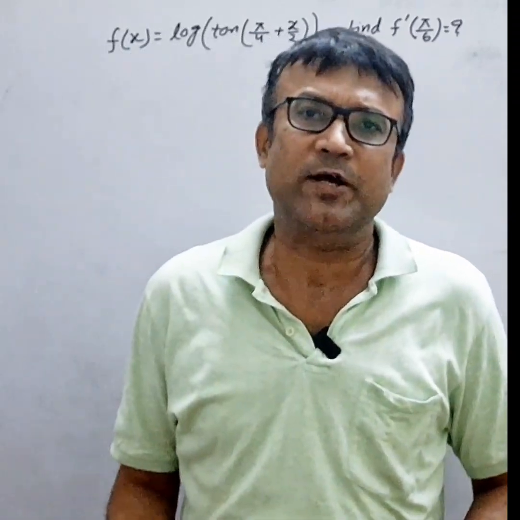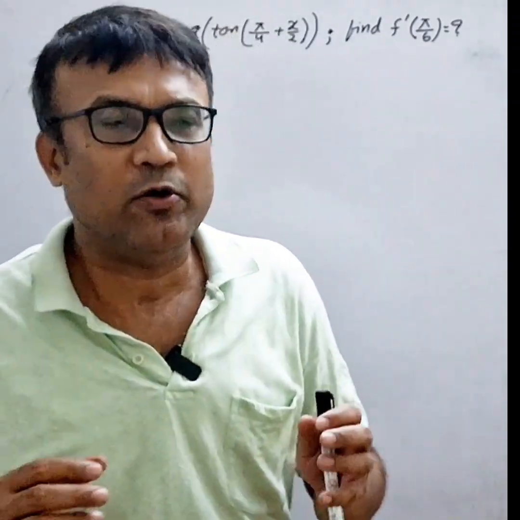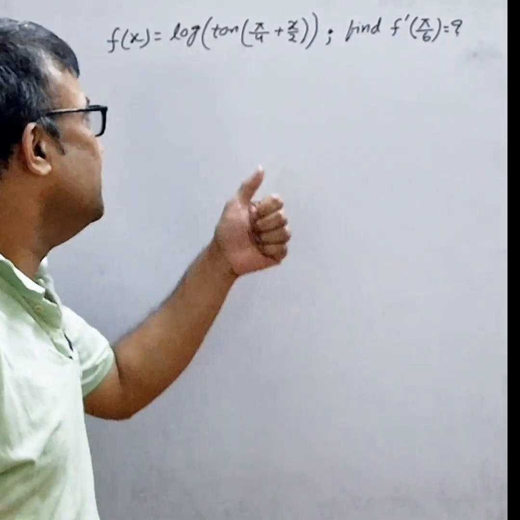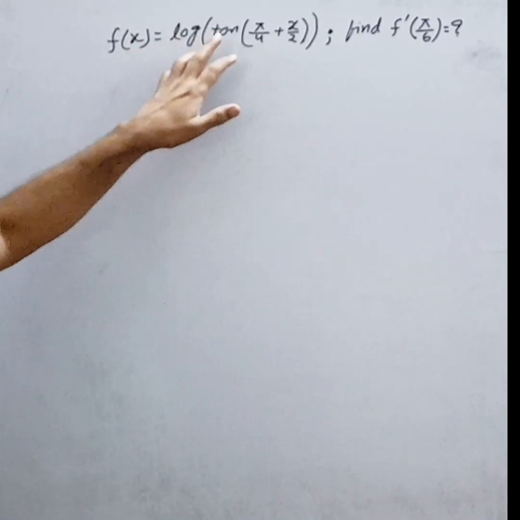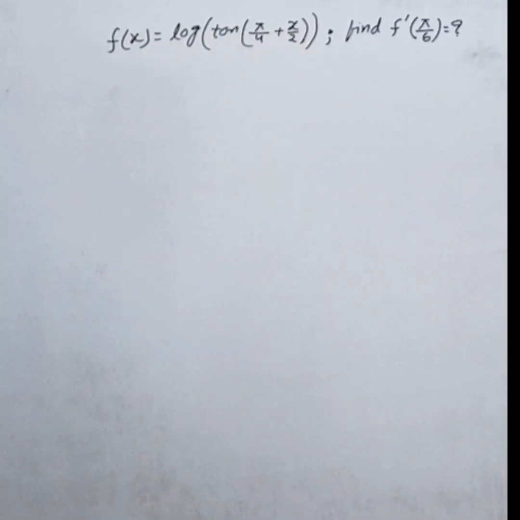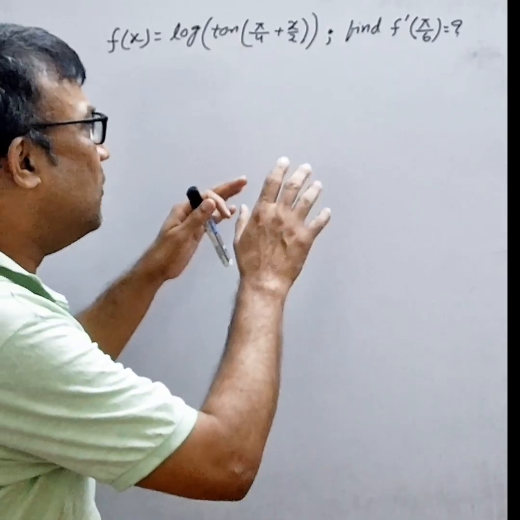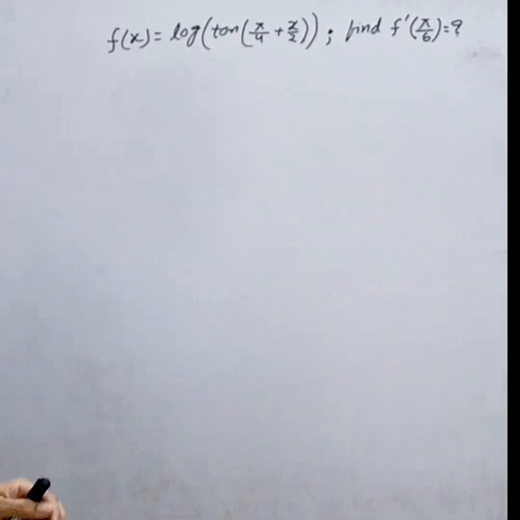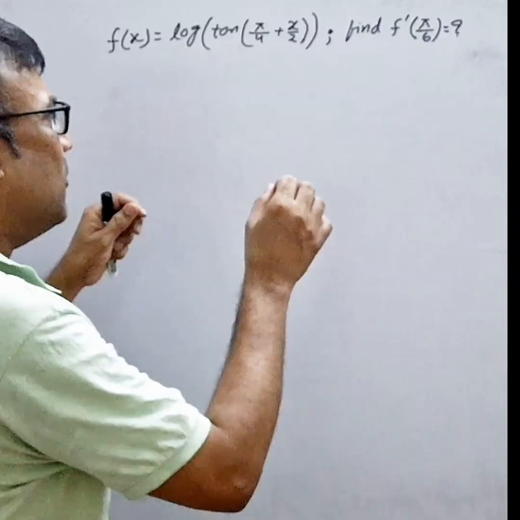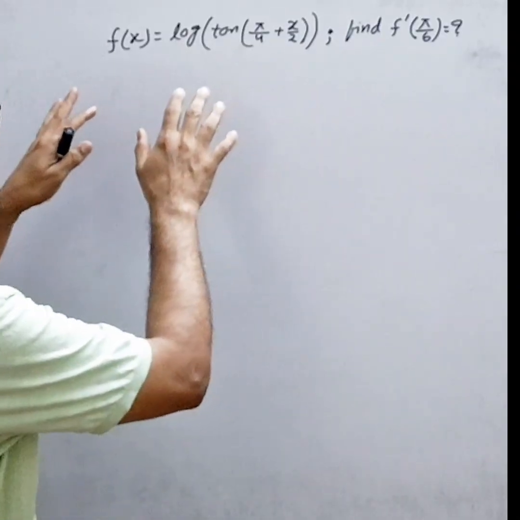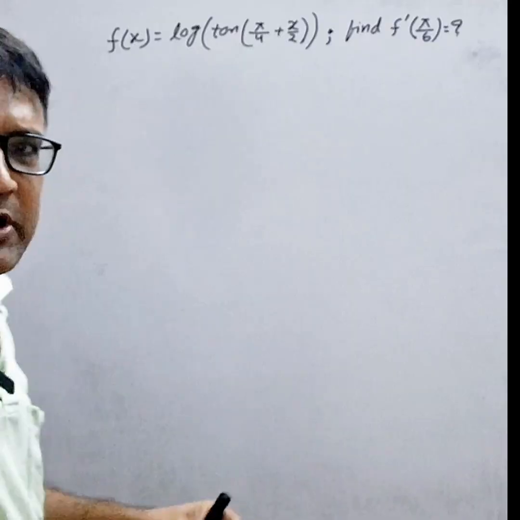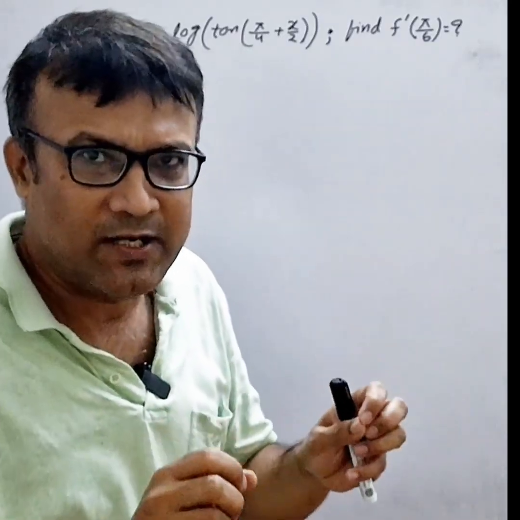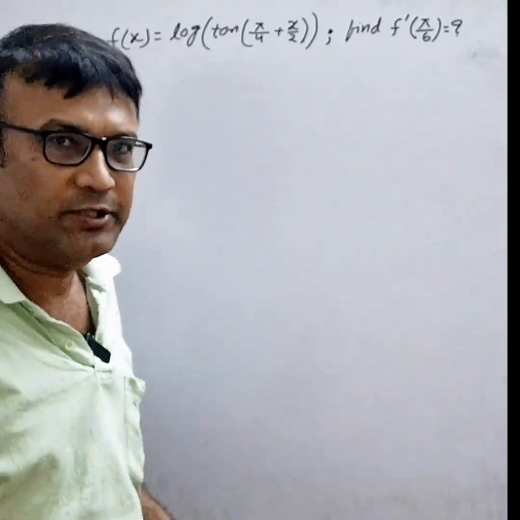From class 12th maths, on the topic of differentiation. There is a question. You have been given a function, f(x) = log tan(pi/4 + x/2), and you have to find f'(pi/6). This means you have to find the differentiation value of this function at pi/6. So first you try to solve it by yourself and then watch my solution.